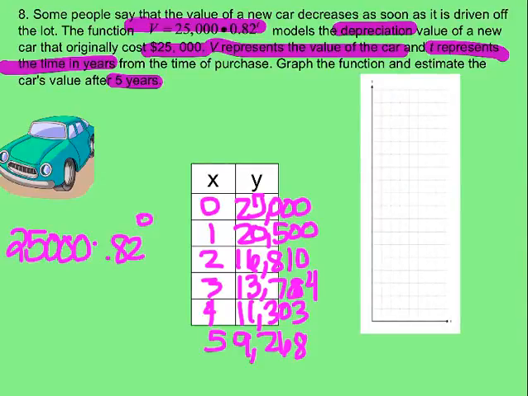9,268. So the value after 5 years is $9,268. So now we just need to graph this. So I'm going to go up by 2,000s. So remember, whenever you change your scale on these, you need to make sure you make a note of it. So we have 2,000, 4,000, 6,000, 8,000, 10,000, 12, 14, 16, 18, 20, 22, 24. So 25,000 is going to be halfway in between those.